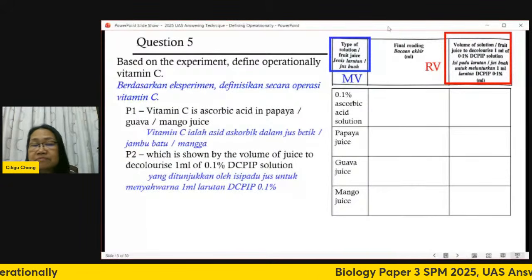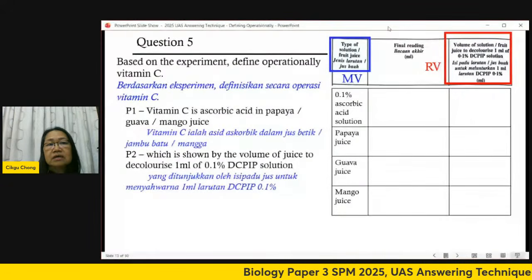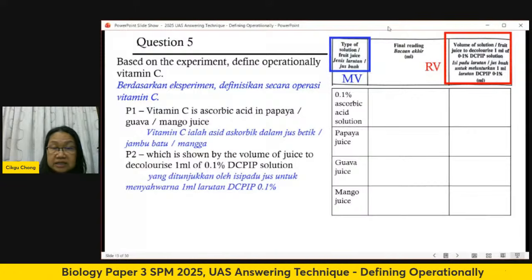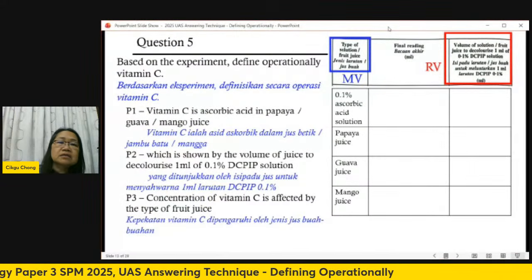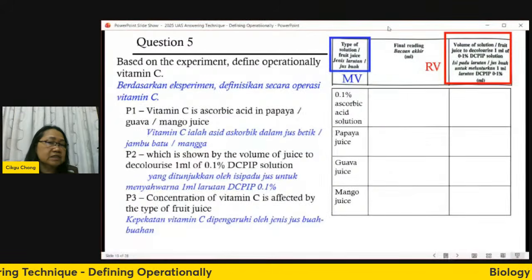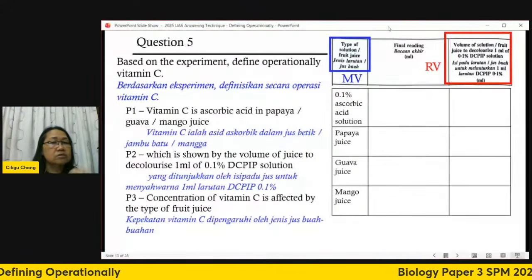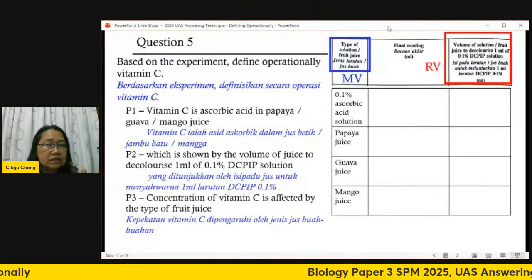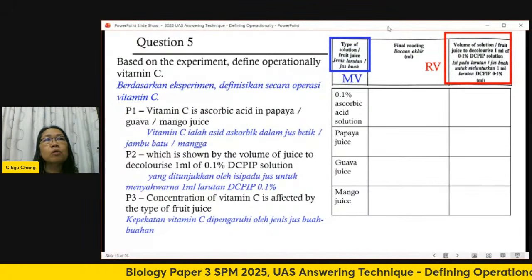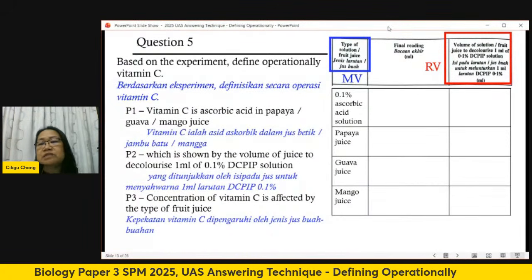Okay, and the third point, the easiest one: the concentration of vitamin C is affected by the type of fruit juice. So maybe your papaya has less vitamin C, your guava has more, and your mango will have somewhere in between. So it is dependent on the type of juice. Different juices will have different concentrations of vitamin C.